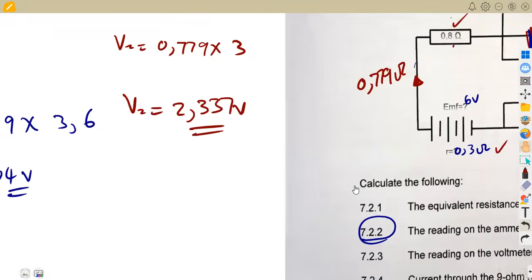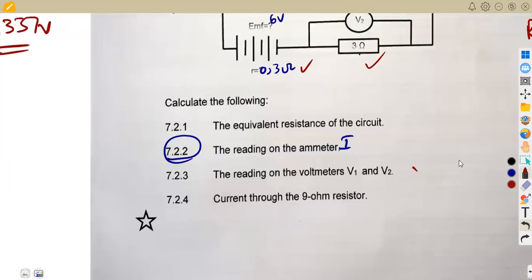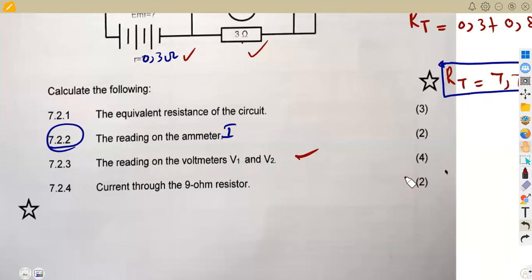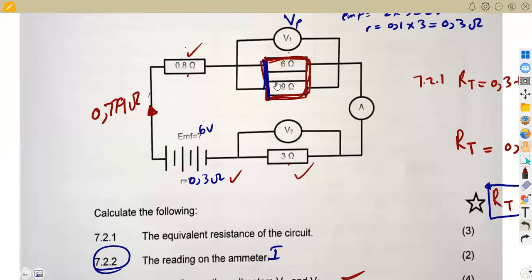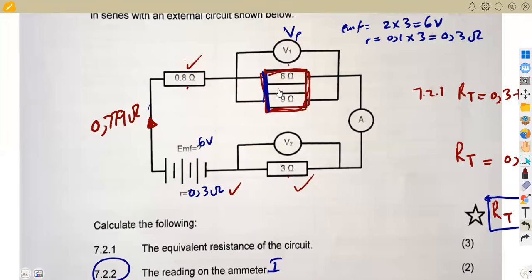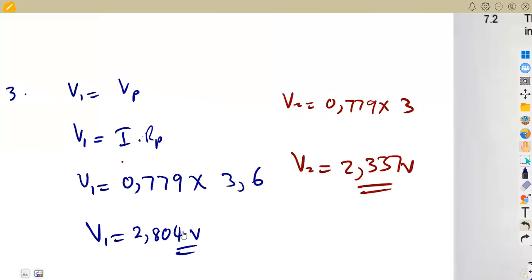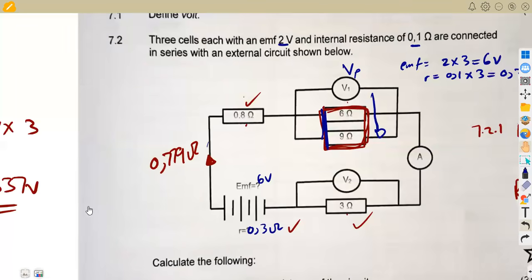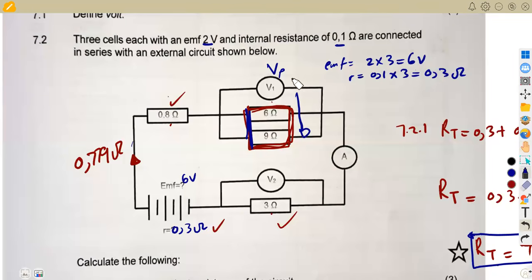All right, let's check the other part. So that was it here. 4 marks for that. And the current through the 9 ohm resistor. Where is the 9 ohm? The 9 ohm resistor is the one that is in parallel. So since we said in parallel, the voltage is the same. Remember, in parallel, voltage is the same. And we calculated V1 in this case. Remember, V1 was 2.804. So there's a voltage in parallel of 2.804 volts. And this voltage is the same.